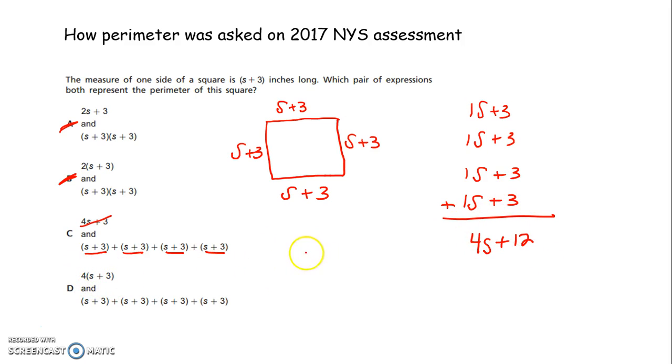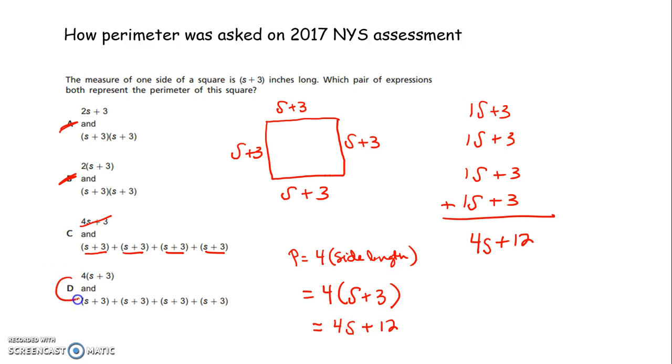This would be the other way to look at perimeter. We know perimeter of a square is 4 times your side length. So the perimeter of our square could be 4 times our side length, which is s plus 3. And there we have it. You could also use the distributive property, multiply through. This is a throwback to our expressions and equations unit. 4 times s is 4s, plus 4 times 3 is 12. There we go. It's got to be letter D.